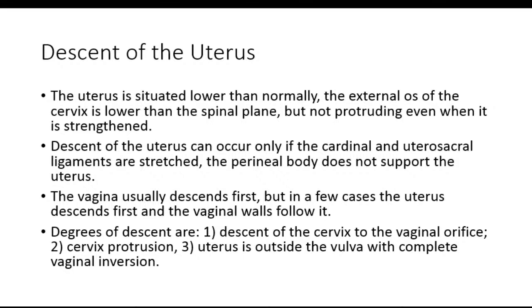The vagina usually descends first, but in a few cases the uterus descends primarily, and only then do the vaginal walls fall down. Degrees of descent may be light, maybe heavy, and the uterus may be palpated even outside.